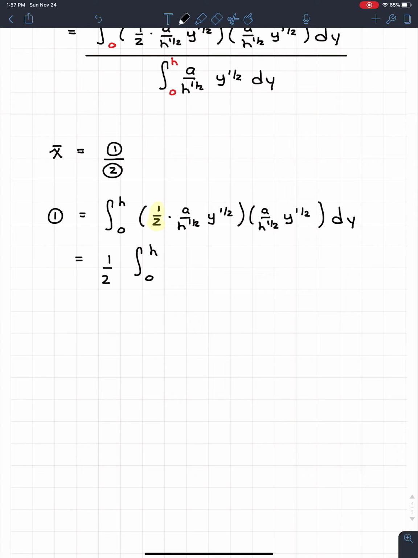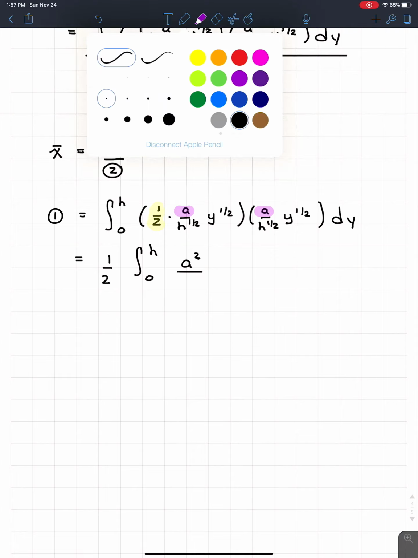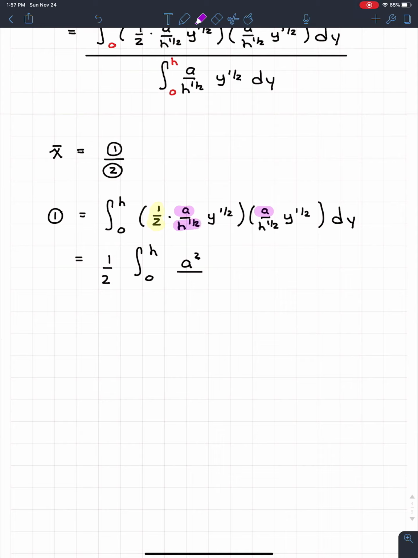That will never change. And we look at this and say, okay, I got an a. So I'm going to highlight this in a different color. I got a up top on one side, and I got a on the other side. Well, a times a is going to be equal to a squared. And then at the bottom, I got an h to the 1/2 times h to the 1/2. So remember, when you're multiplying those exponents, you end up just adding them together. So you got 1/2 plus 1/2, which is equal to 1. So we're going to have a squared divided by h.